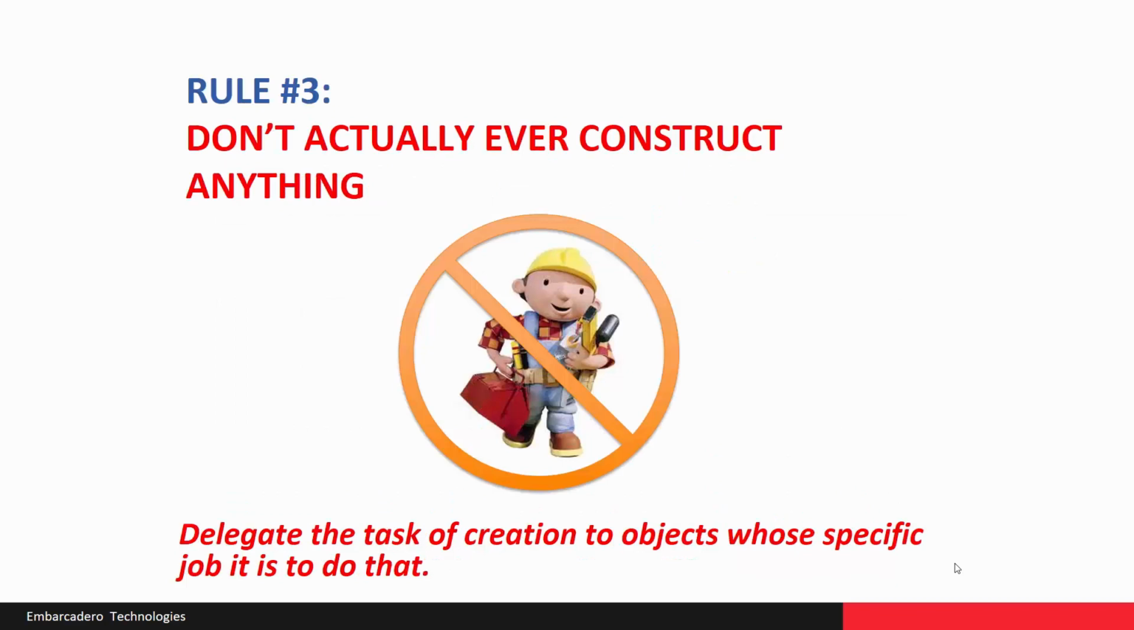Rule number 3 is don't actually create anything. Don't actually construct anything. Delegate the task of creation to objects whose specific job it is to do that, whether it be a factory or a dependency injection container. You should, as a general rule, avoid constructing anything. Now, we'll talk a little bit later about some of the types of classes that you will want to construct. But as a general rule, if you wrote the class yourself, don't construct it. Use some type of object creator, some type of factory, or a dependency injection container to create it for you.